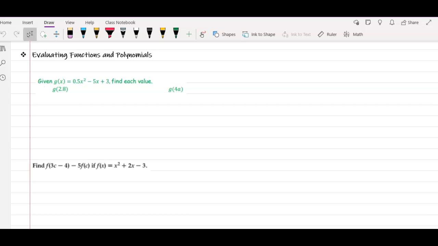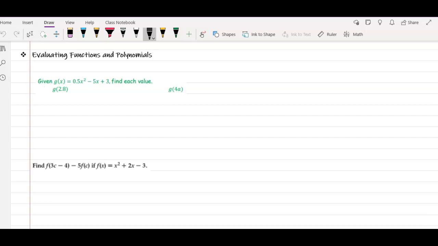The last little bit that we're going to talk about in step 14 has to do with evaluating functions and polynomials for various values. Sometimes the values will be numbers, sometimes the values will be variables, and then finally we're going to practice sketching. To start the first problem, we've actually done a lot of these in previous steps this year. Notice that we start with g of x equals 0.5x squared minus 5x plus 3.